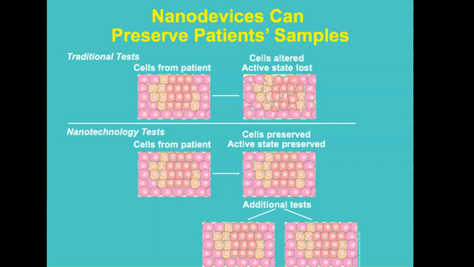Traditional tests really require you to see advanced stages of cancer or cells that have been altered, and you actually have to do a biopsy. You have to take those cells out of the patient and preserve them on a slide and look at them. And so you can't use those again. Whereas in nanotechnology, if you can track cells in the living patient, you don't need to remove any, and you can actually track them over time. You can do additional tests, things like that.